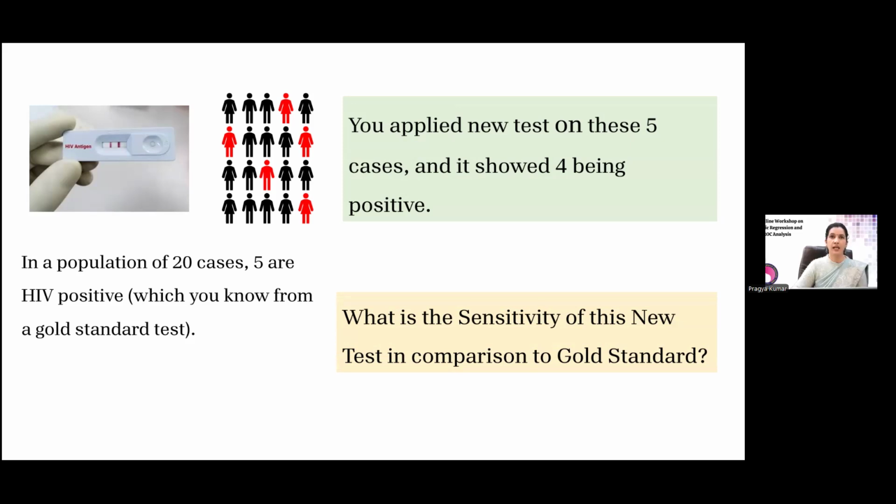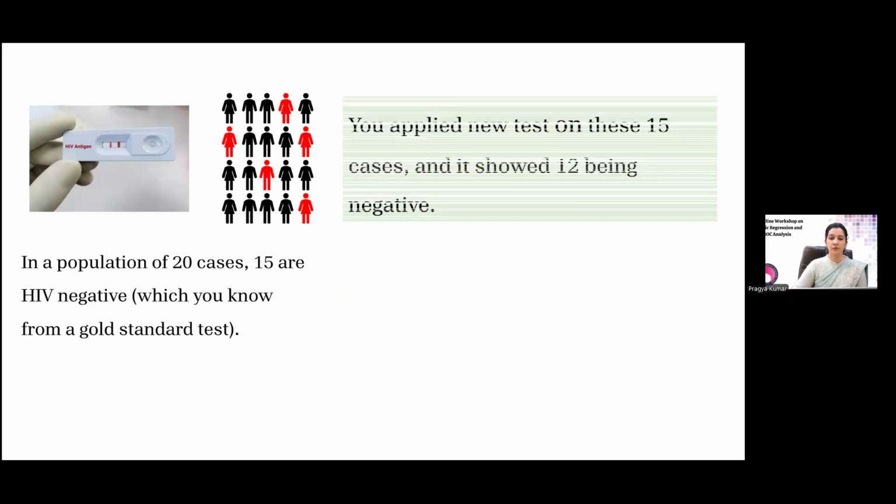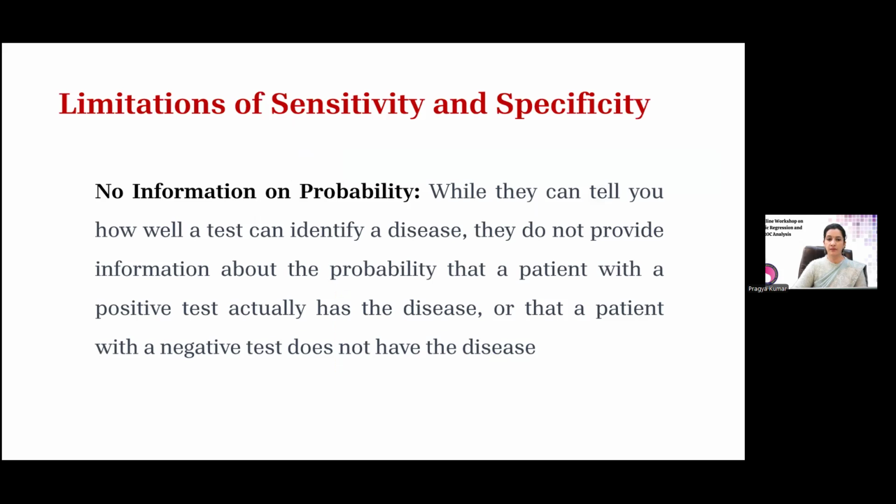And then again, if 15 are negative, and I have performed the test, and 12 are coming as negative, so what will be my specificity? So yes, it will be 12 by 15, so it will be 0.75.